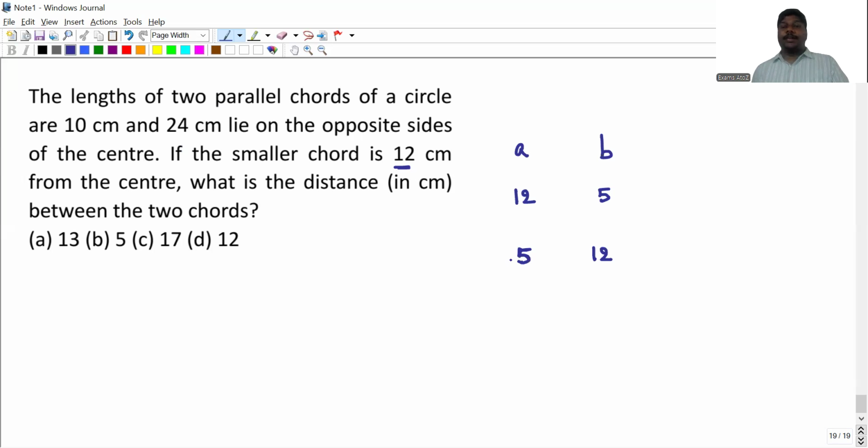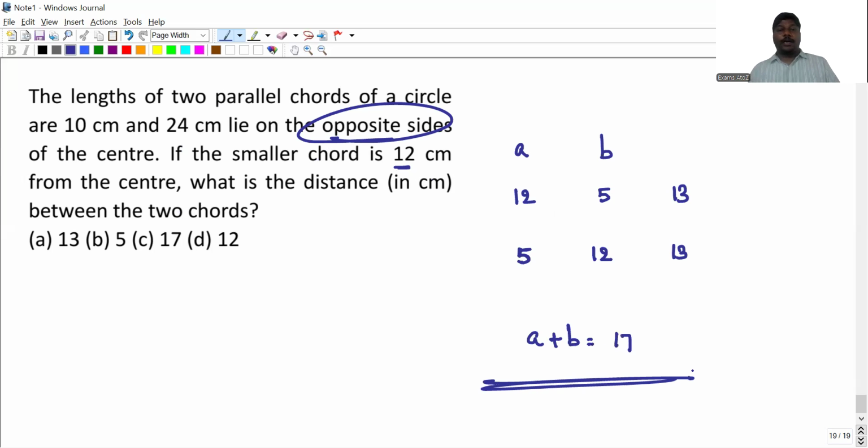ఇంకొకటి 5 అవుతుంది. అంటే he's talking about 13. He's talking about 12, 5, 13. What is the distance between the two chords? Same side ఉన్నాయా, ఆపోజిట్ సైడ్ ఉన్నాయా చూడండి. ఆపోజిట్ సైడ్ ఉంటే a plus b is the distance. So a plus b ఏమవుతుంది? a plus b is equal to 17 అవుతుంది, because they are opposite side.